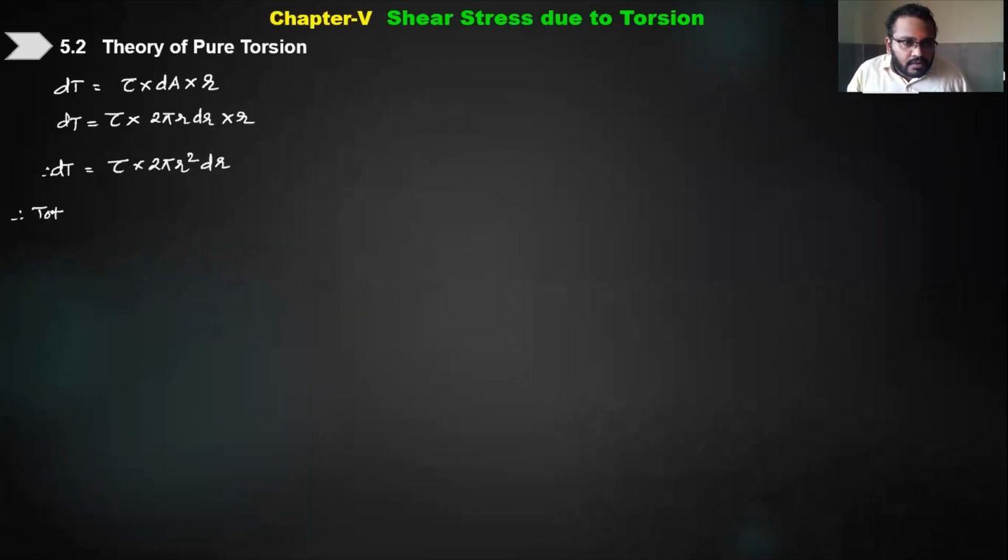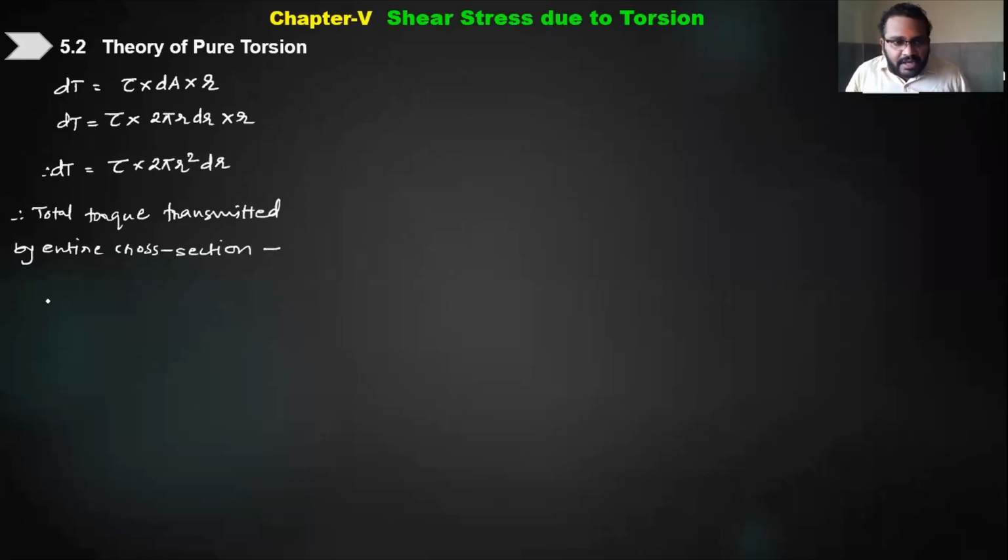So therefore the total torque transmitted by complete cross section, entire cross section, what will be that? It will be total torque. You have to integrate this dT, but कहाँ से कहाँ पे? From 0 to radius capital R, because my shaft जो मैंने assume किया है उसका cross section 0 to capital R है. So now let us integrate this. So let us integrate 0 to capital R. What is the formula? Tau into 2 pi r square dr.